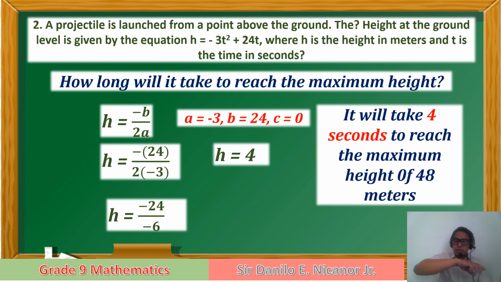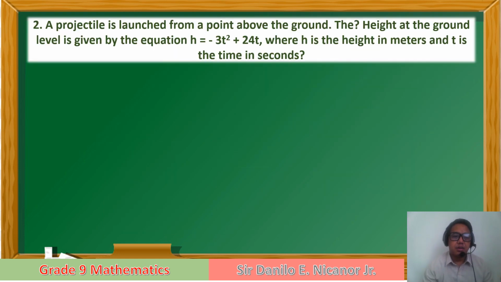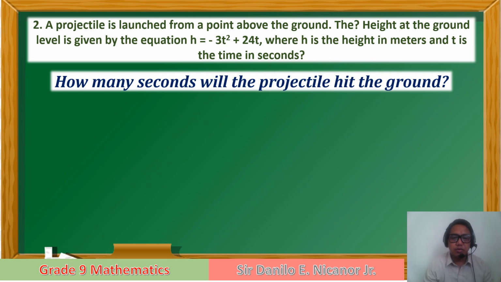So, pag nakuha niya yung maximum height nung nilaunch na ang projectile, after 4 seconds, pababa na. May isa pa tayong tanong. How many seconds will the projectile hit the ground? Na-reach na yung maximum height after 4 seconds. Pababa naman siya. Ang tanong, kailan naman yun mahi-hit yung ground? So, pag hit niya na yung ground, 0 na yung height. Papalitan mo lang yung height ng 0.